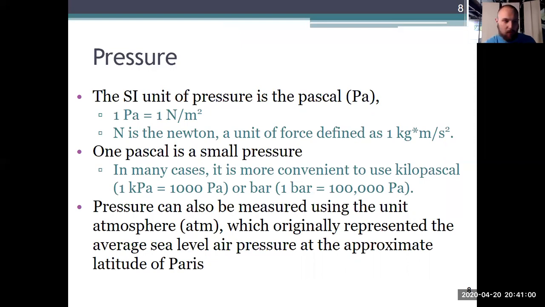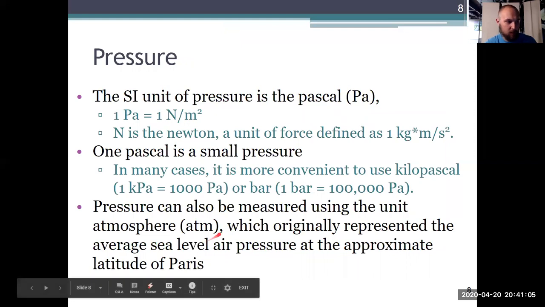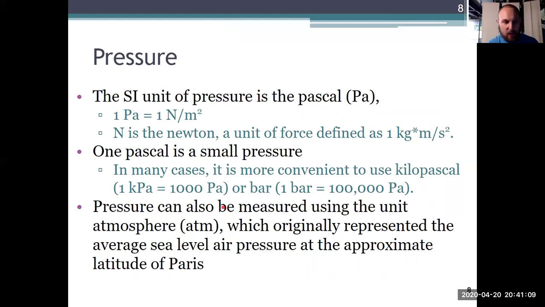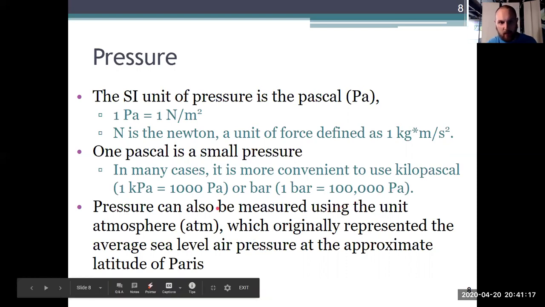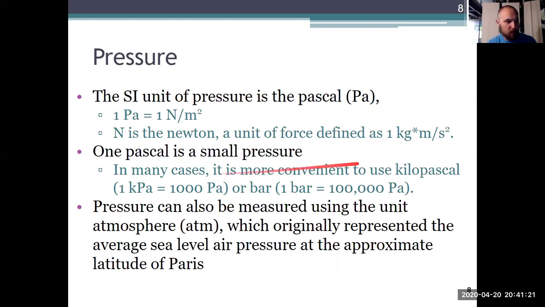What we'll be working with in Chapter 9 is the unit of atmospheres, which was originally defined to be the average air pressure in Paris. And that's what we're going to be working with, atmospheres, represented by the symbol ATM for ideal gases. Any of these other conversions would be given to you.